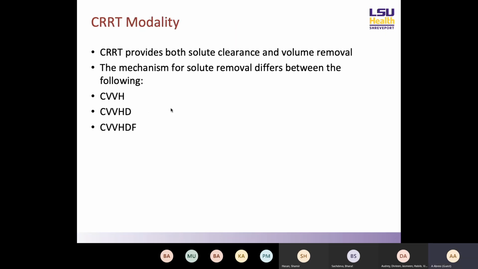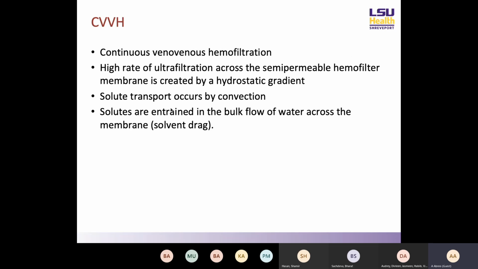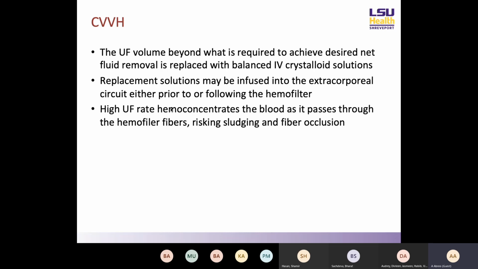All right. So just at the very end, I just want to quickly go through the three mechanisms or the types of CRRT. Of course, CRRT is a general term. When we get more specific, there's CVVH, CVVHD, and CVVHDF. So with CVVH, it's continuous veno-venous hemofiltration. You have a high rate of ultrafiltration, and this is basically solute removal through solvent drag, and solute transport is occurring through convection and bulk flow of the water across the membrane.